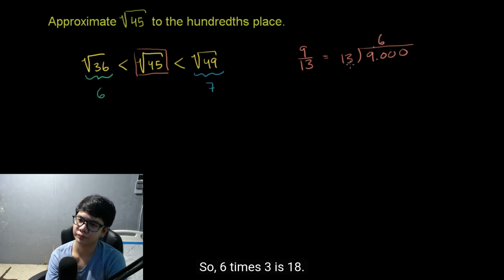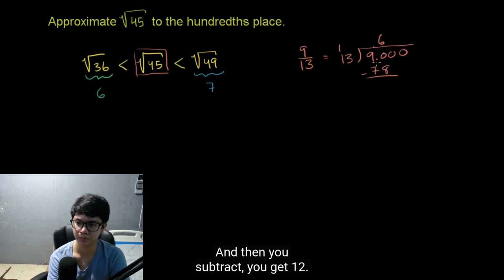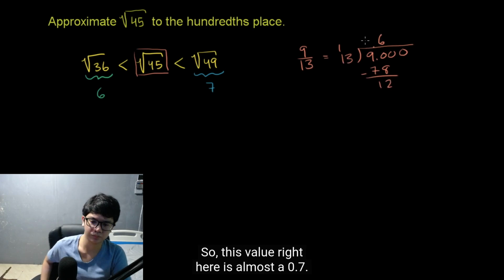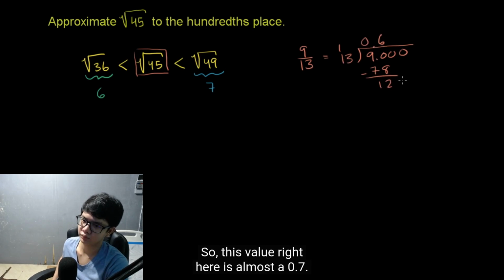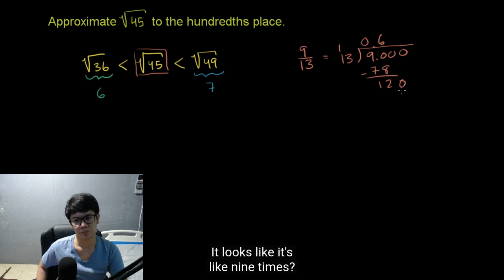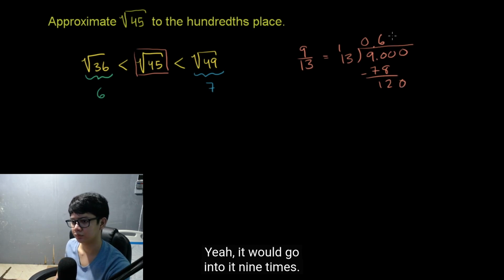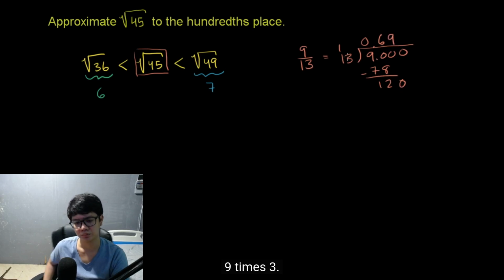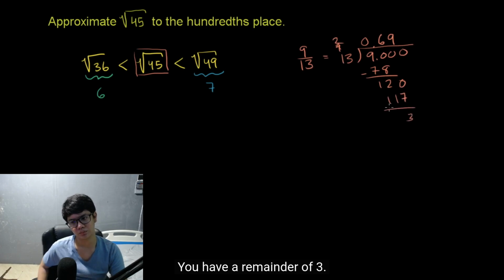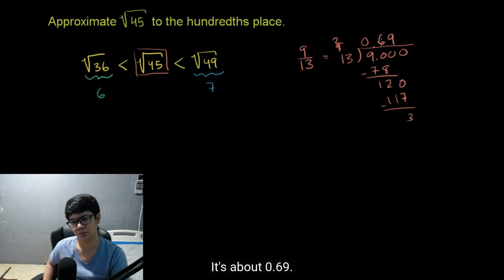So 6 times 3 is 18. 6 times 1 is 6. Plus 1 is 7. And then you subtract. You get 12. So it went into it almost exactly 7 times. So this value right here is almost 0.7. And so if you say how many times does 13 go into 120, it looks like it would go into it 9 times. 9 times 3 is 27. 9 times 1 is 9, plus 2 is 11. You have a remainder of 3. So it's about 0.69.